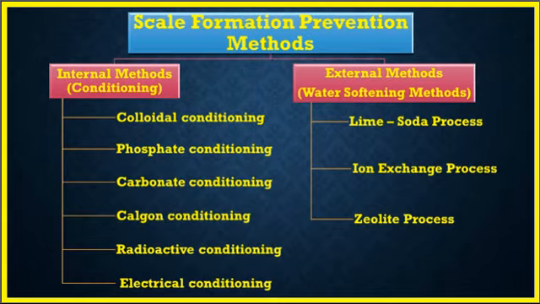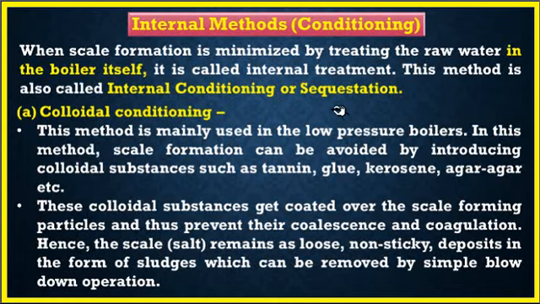Now, how can we prevent the scale formation? There are two types of methods to prevent the scale formation. One is the internal method, the second one is the external method. The internal methods are also known as conditioning, which may include colloidal conditioning, phosphate conditioning, carbonate conditioning, Calgon conditioning, radioactive conditioning and electrical conditioning. While the external methods are also known as the water softening methods, which include the lime soda process, ion exchange process or the zeolite process. So let us begin with the internal methods.